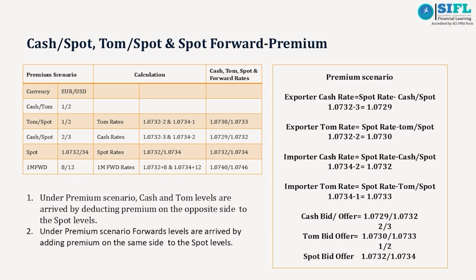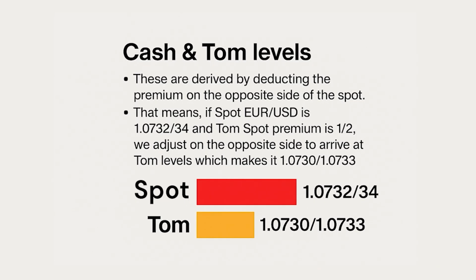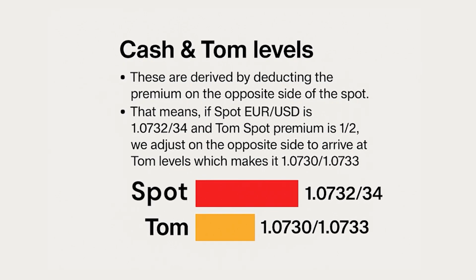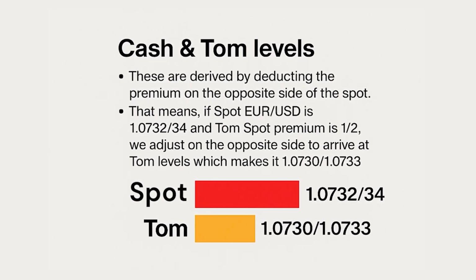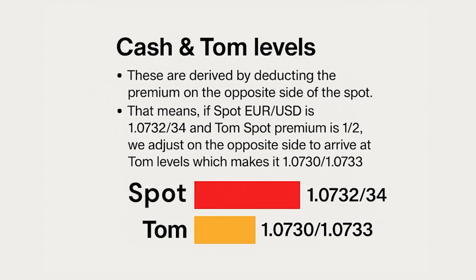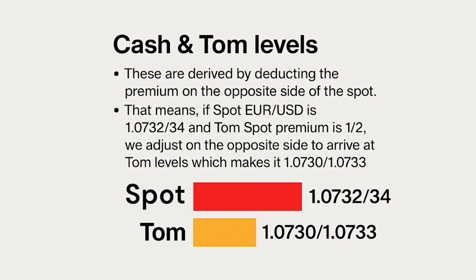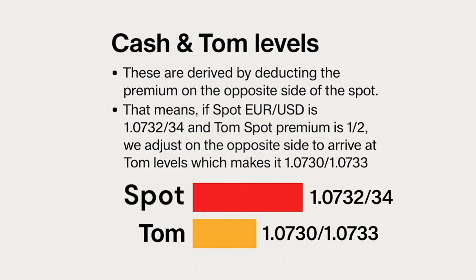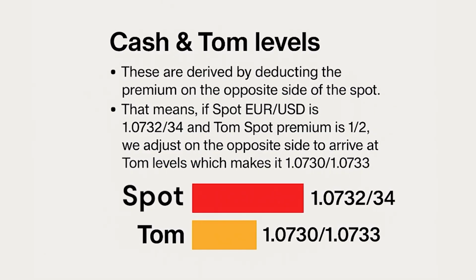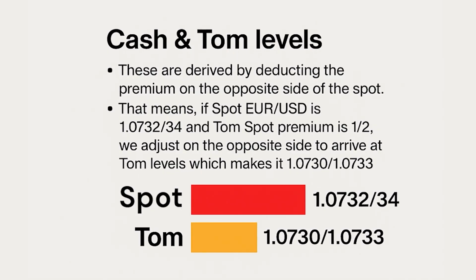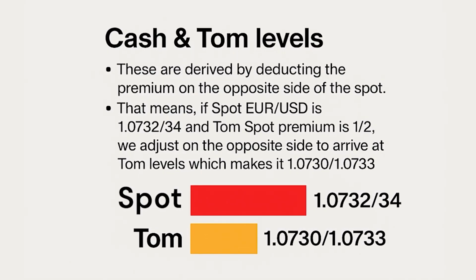When we talk about the premium scenario, remember 2 key rules. 1. Cash and term levels. These are derived by deducting the premium on the opposite side of the spot. That means, if spot euro to US dollar is 1.0732, 1.0734 and term spot premium is 1/2, we adjust on the opposite side to arrive at term levels, which makes it 1.0730, 1.0733.